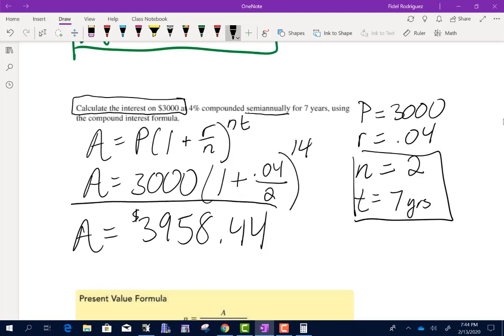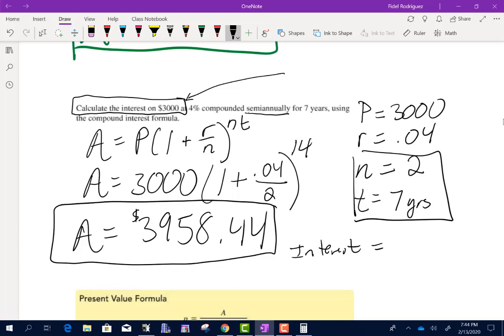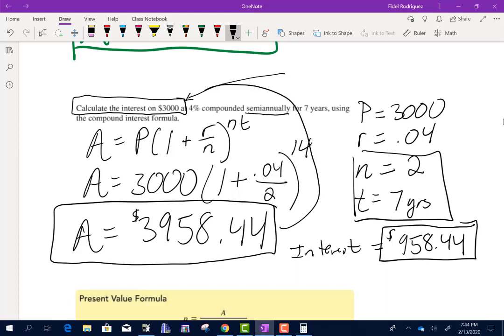Now, the question is asking us to calculate the interest, okay? This is the amount of money we have in the account after those 7 years. But think about how much money we started off with. We started off with $3,000. And 7 years later, we have $3,958.44. So the interest that we actually accrued would just be the $958.44, right? Because we did start off with $3,000 to begin with, okay? So again, guys, all I'm doing is taking this number here and subtracting off that 3,000. That leaves us with the 958.